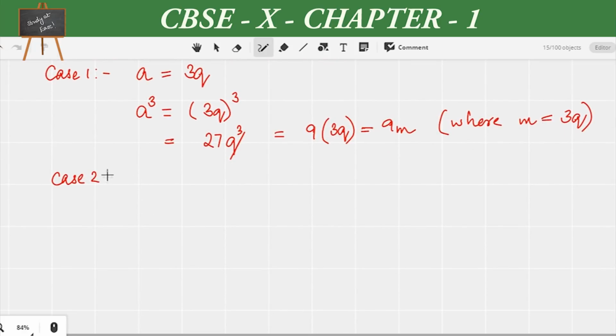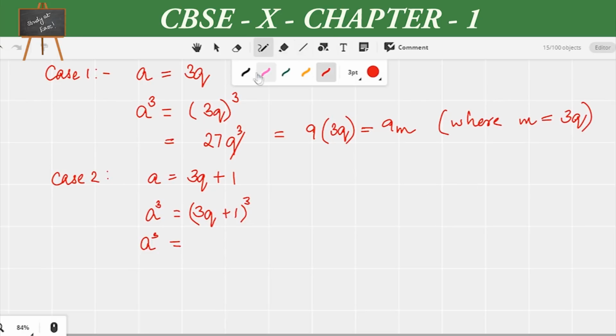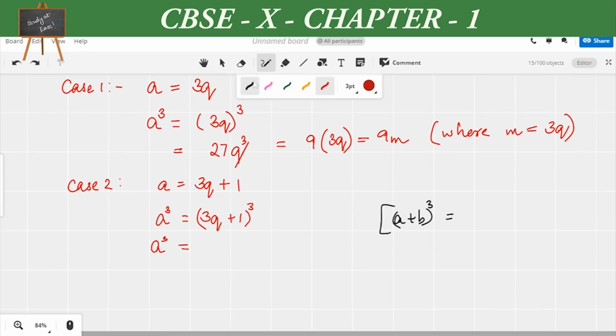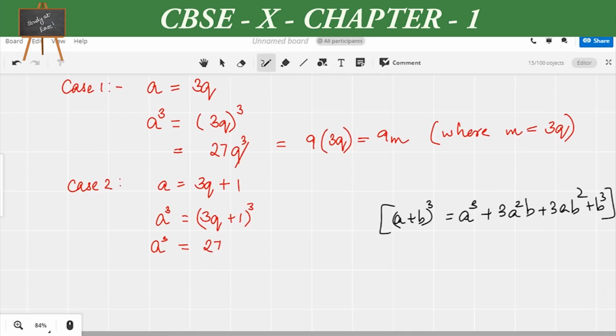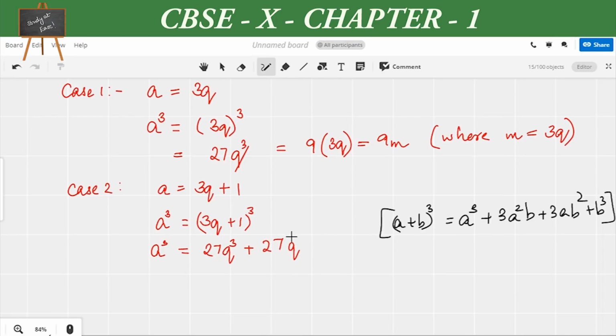In case 2, a is equal to 3q plus 1 because the remainder could be 1 in this case. Then a cube is equal to 3q plus 1 the whole cube. Now a plus b the whole cube, what is the formula? a plus b the whole cube is equal to a cube plus 3a square b plus 3ab square plus b cube. We are going to apply that identity in this case. Let's apply the identity. Then it becomes 27q cube plus 27q squared plus 9q plus 1.